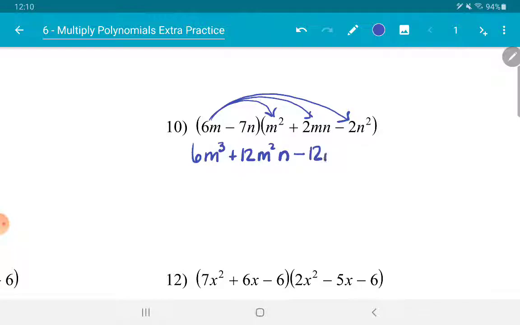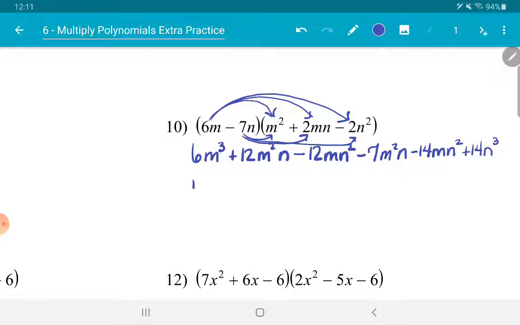minus 12mn squared. And then you're going to do the same idea with the negative 7n. Just make sure you're doing the negative with the 7n. So we have negative 7m squared n. And I wrote it that way because of writing it in alphabetical order. It helps. Then we have negative 14mn squared plus 14n cubed.